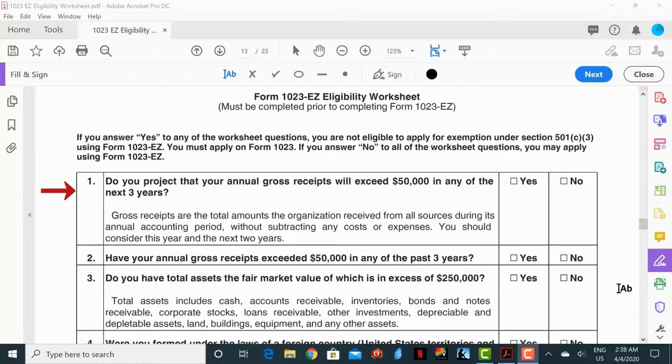Question 1. Do you project that your annual gross receipts will exceed $50,000 in any of the next 3 years? No. Question 2. Have your annual gross receipts exceeded $50,000 in any of the past 3 years? No. Question 3. Do you have total assets, the fair market value of which is in excess of $250,000? No.